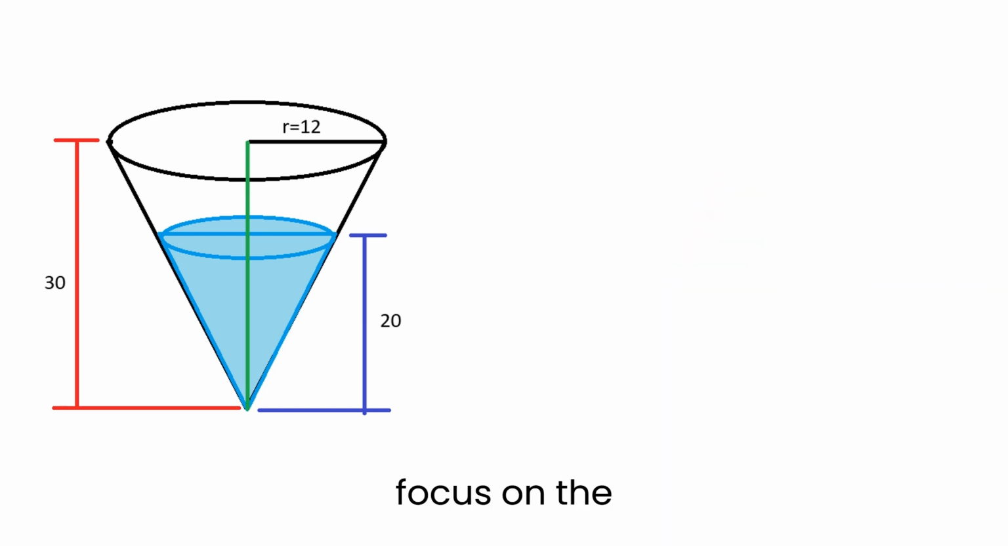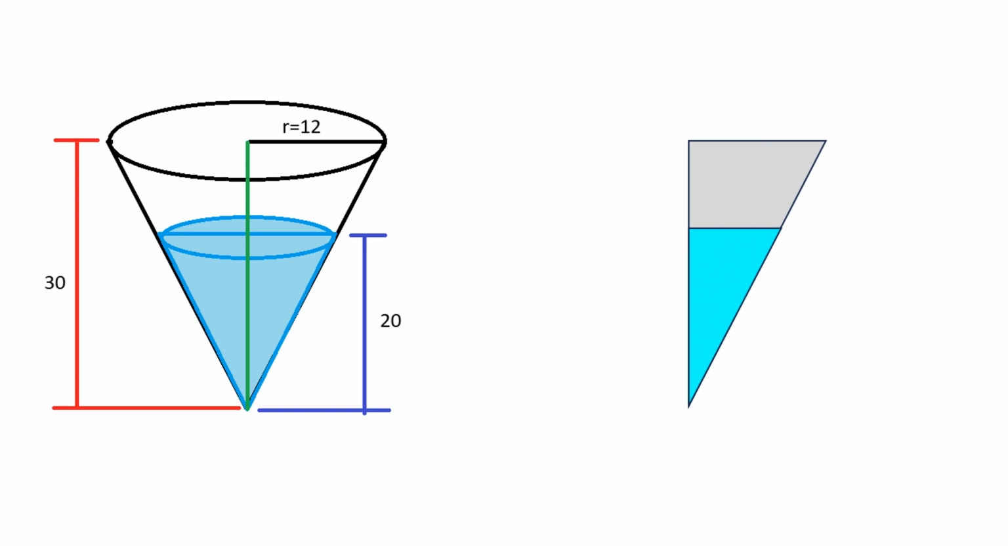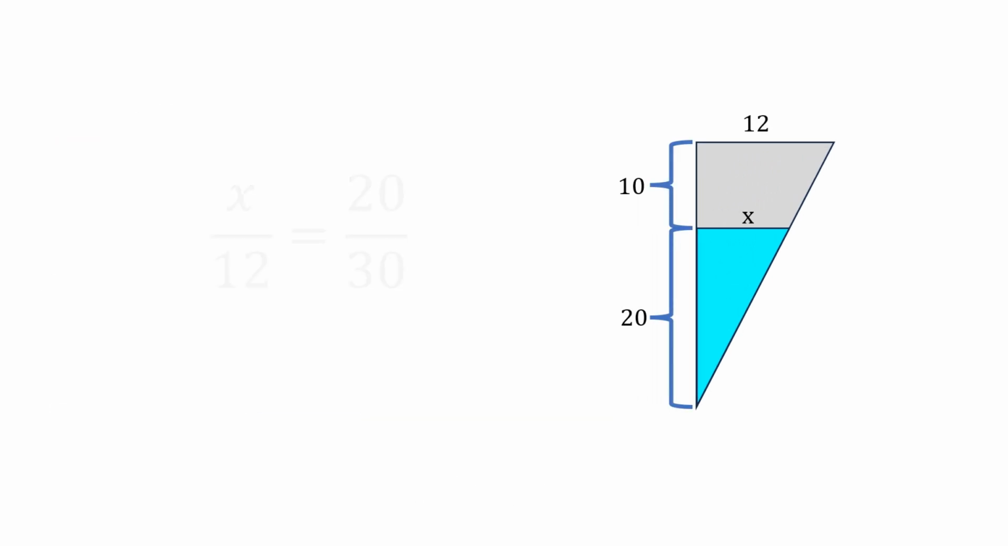First, focus on the first image. We can see there are two similar triangles. Redraw it so we can focus on the triangle. Using the similarity theorem, now we can find x. We get x equals 8.